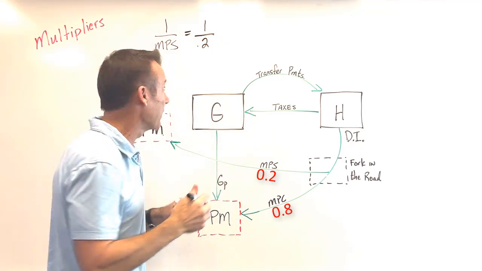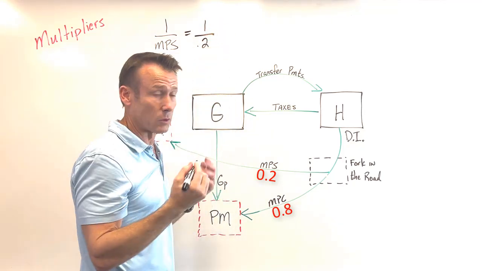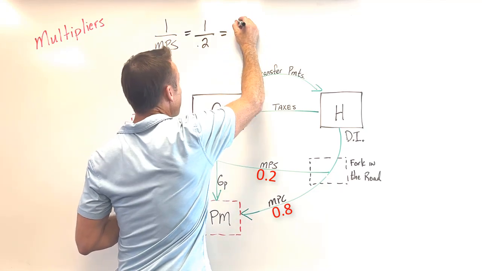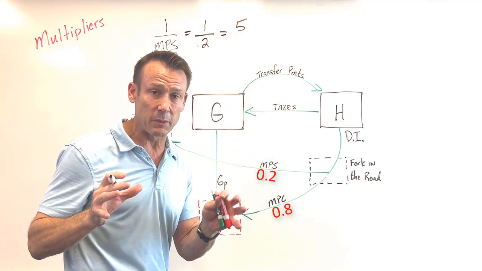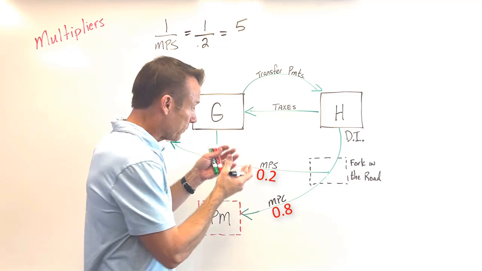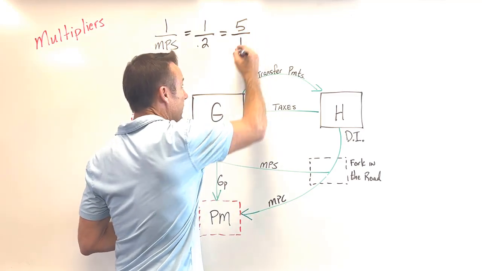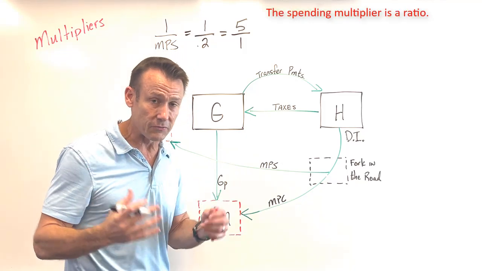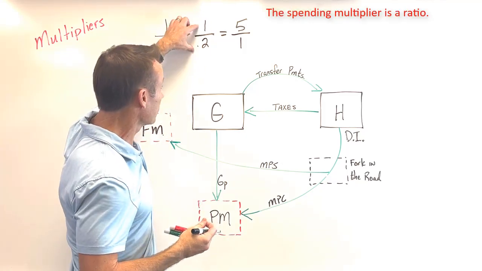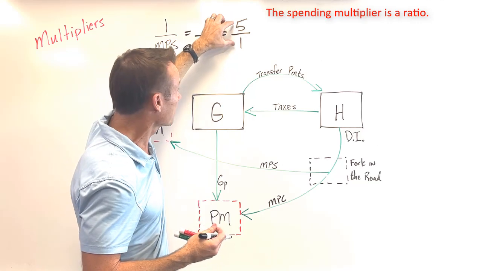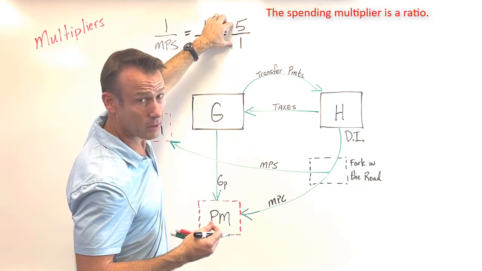0.2 is 1/5, by the way. So 1 over 0.2 or 1/5 equals 5, and that's what people would say the spending multiplier is in the particular problem with an MPS of 0.2. But we want people to understand that is a ratio, okay? 5 over 1 is 5. It's a ratio. Just like this is a ratio, that's the same ratio, of course, okay? And that is what we want to think about.